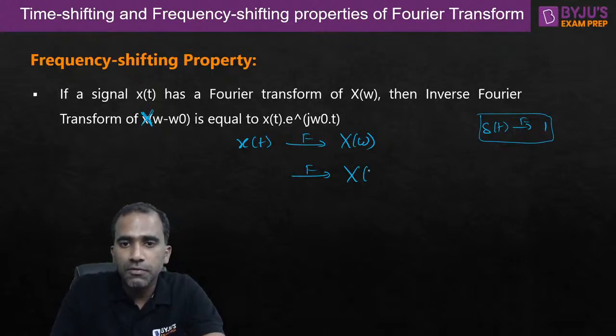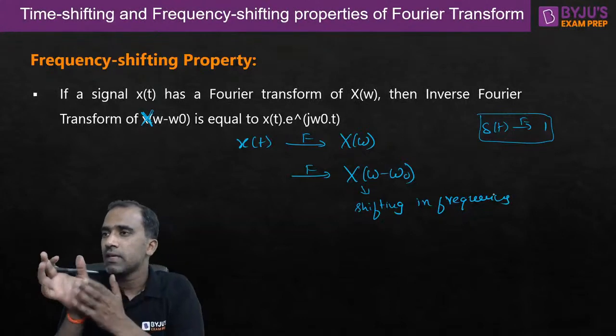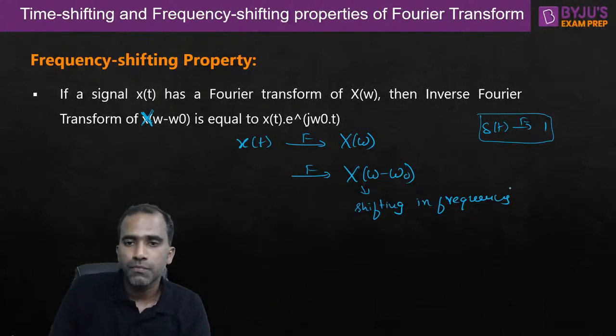Then the inverse Fourier transform of X of omega minus omega naught. See this one, shifting in frequency domain is happening. Shifting is happening in frequency domain. So we know the Fourier transform satisfies the duality property, which means what happens in one way, the same happens in the opposite way also.